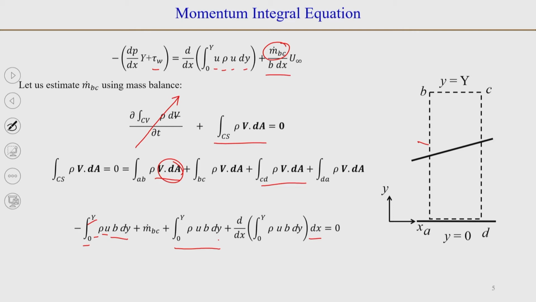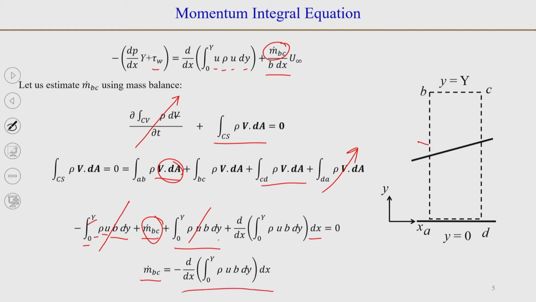So, the mass flow through BC is, let us say, m dot BC, and there is no mass flow through surface DA. So, that will be 0. Now, when we combine these terms, these two terms will cancel out, and what we get is m dot BC is equal to minus d by dx integral 0 to y rho u b dy. So, we can substitute this for m dot BC in this equation here.